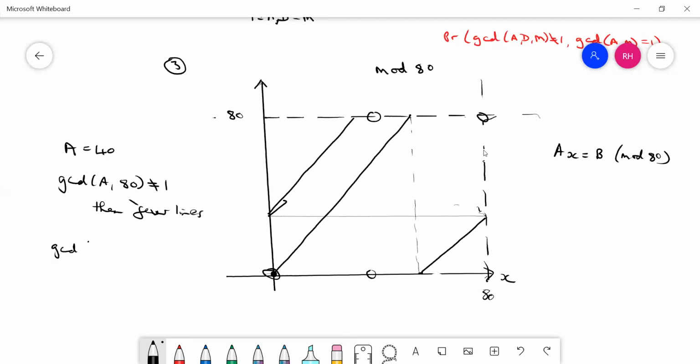If the GCD is equal to 1, well then you'll get every line at a given slope, because the A determines the slope. So this A here, this angle theta, is determined by A, and so there's only a number of possibilities. So sometimes looking at it graphically can give you a little bit of insight as well.